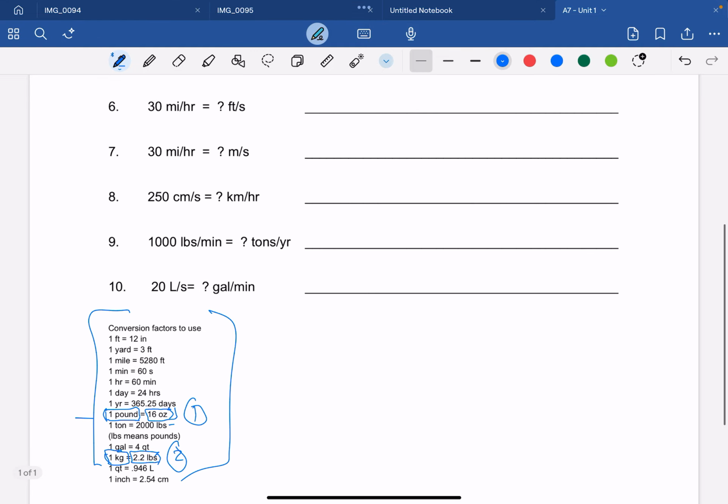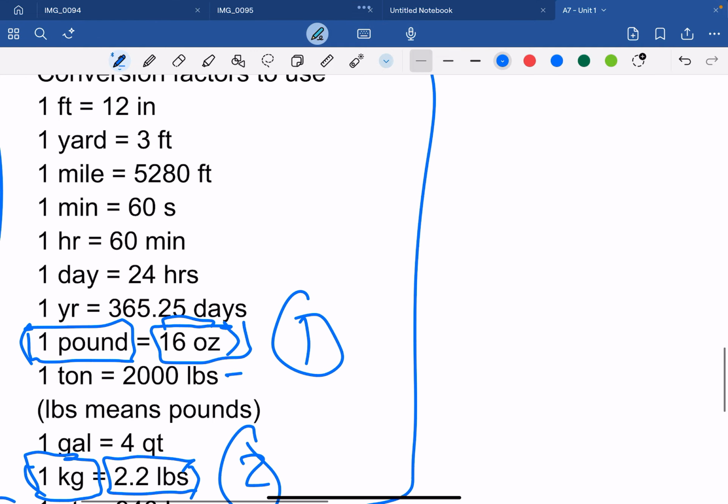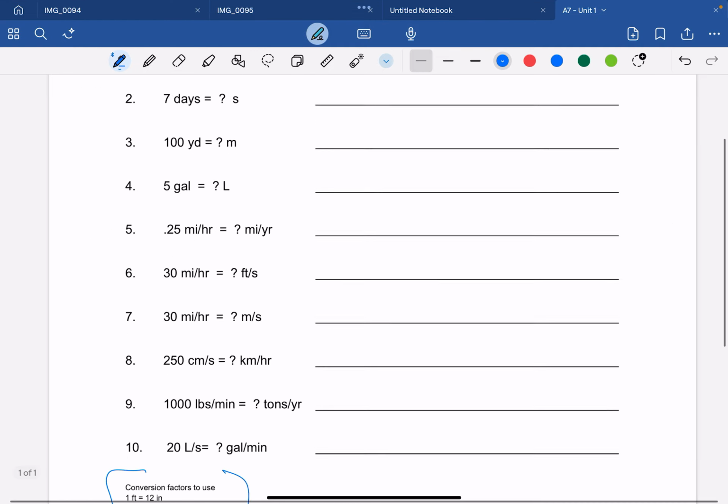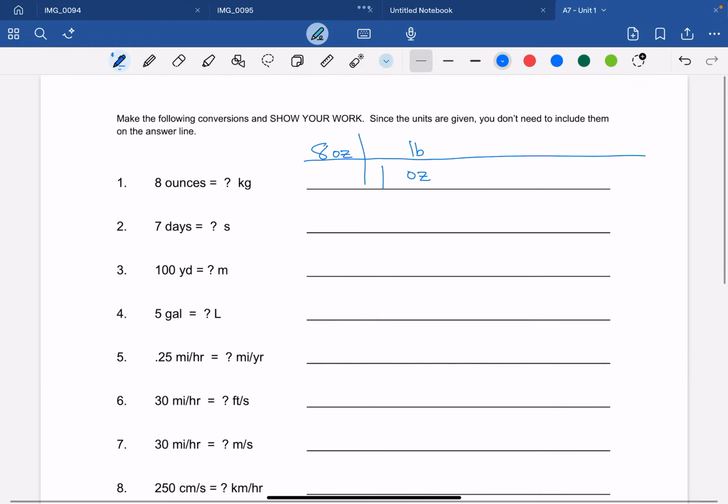And how do you know which way the numbers go? Well, it tells you that it's 16 ounces. So 16 goes with the ounces. We have 16 ounces, and that was equal to 1 pound. We can move on to our next one.